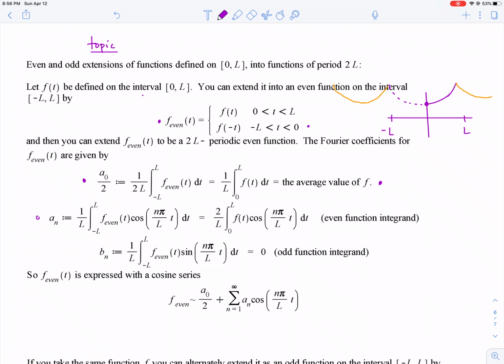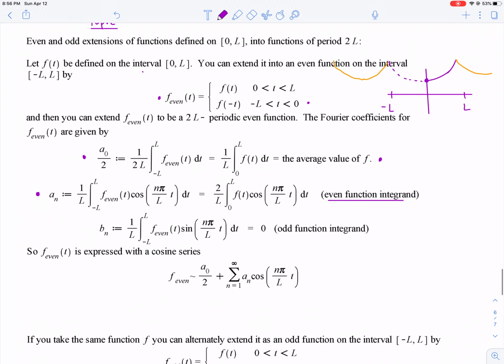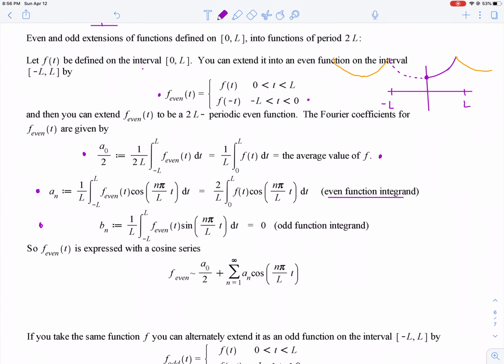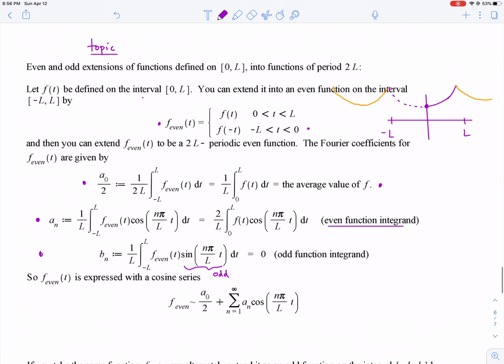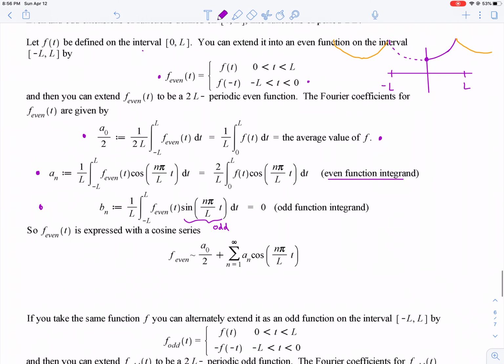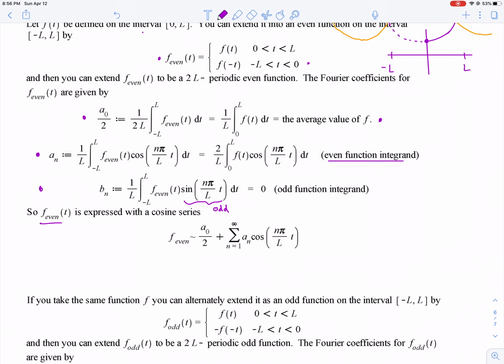When you compute the cosine coefficients, your integrand is even, so you can replace 1 over L times the integral from minus L to L with 2 over L times the integral from 0 to L. And when you compute the sine Fourier coefficients, you have an even times an odd, and so you get an odd function, and so the Fourier sine coefficients are all 0. So the result of extending your function to make it an even function is that you get a cosine series.